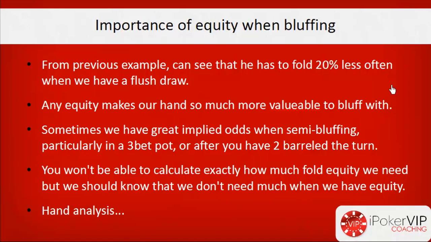Finally, we won't be able to calculate exactly how much fold equity we're going to need, but we should know that we don't need much when we've got equity. If we've got a flush draw, or an open ender, or even a gut shot with an overcard or something like that, we should know that we don't need much fold equity in order to justify raising or two barreling. And now we're going to get into some hand histories that will demonstrate this in practice.